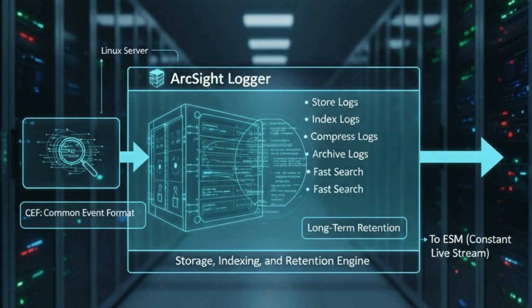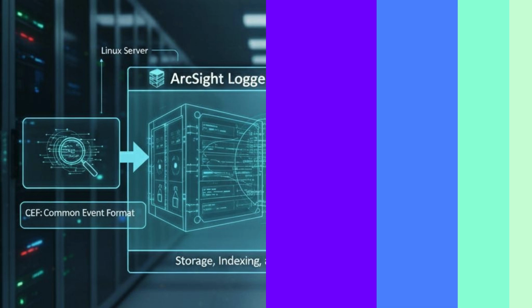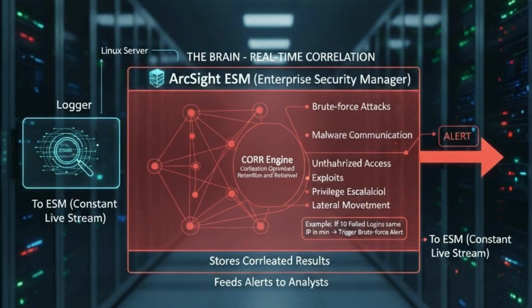But even though Logger is powerful, the real intelligence of ArcSight exists in the next component, ESM. ArcSight ESM, or Enterprise Security Manager, is the brain of the entire system. This is where real-time correlation happens and where ArcSight detects brute force attacks, malware communication, unauthorized access, privilege escalation, lateral movement, and other suspicious behavior. When logs flow from Logger to ESM, they arrive as a continuous live stream. ESM evaluates every single event using correlation rules. For example, if 10 failed logins from the same IP occur within 1 minute, ESM can immediately detect it as a potential brute force attack.